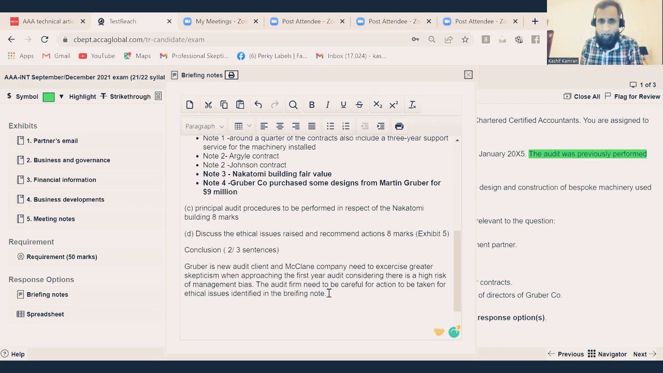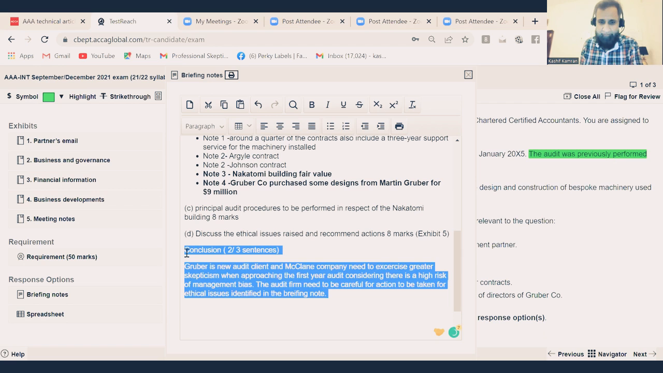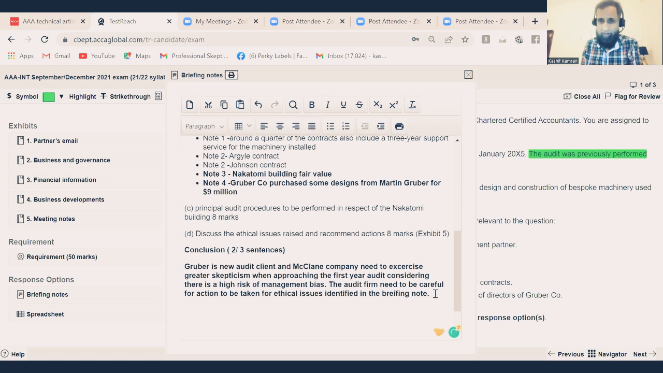So this is how long our conclusion should be. But the conclusion must be at the end of the briefing note. You cannot give a conclusion after every requirement. You have to give a conclusion at the end of the requirement. I hope you're all clear with this, right?